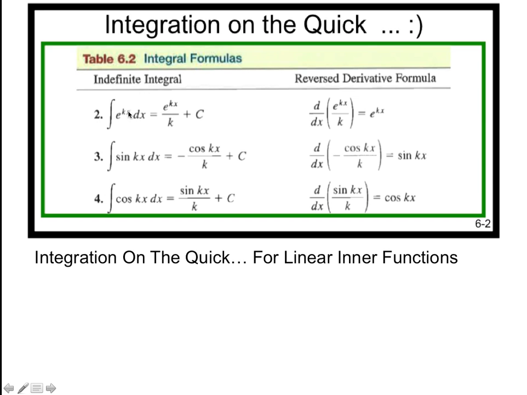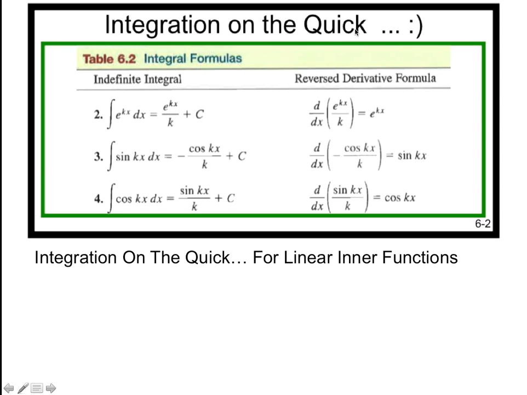For instance, here's e to the kx. Now we know if this was just x, the antiderivative of e to the x is e to the x. But it's a linear multiple of x. So e to the kx would be something like e to the 7x. And so we could do a u sub here and call u equal to 7x and go through the 8-step process. But really, if it's just a linear multiple of x, we end up just doing the antiderivative and then dividing by the derivative of k times x. So let's pretend this was 7. The antiderivative of e to the 7x would be e to the 7x divided by 7.